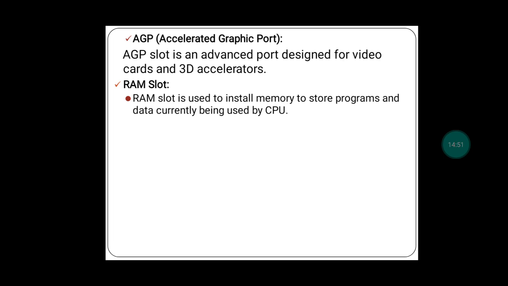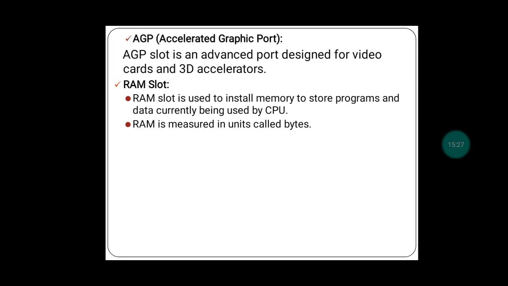Okay, next is the RAM slot. We already know RAM is nothing but a memory. What type of memory is it? It is a primary memory which stores programs and instructions that are currently being executed by the CPU. RAM is a hardware, that is a memory. We have to insert that memory onto the computer system, on the motherboard, and that can be done through RAM slots.